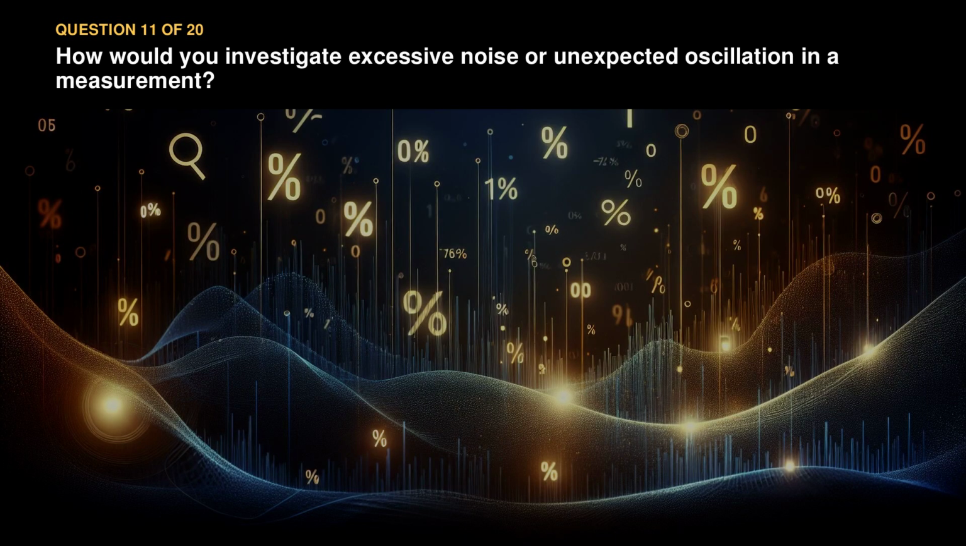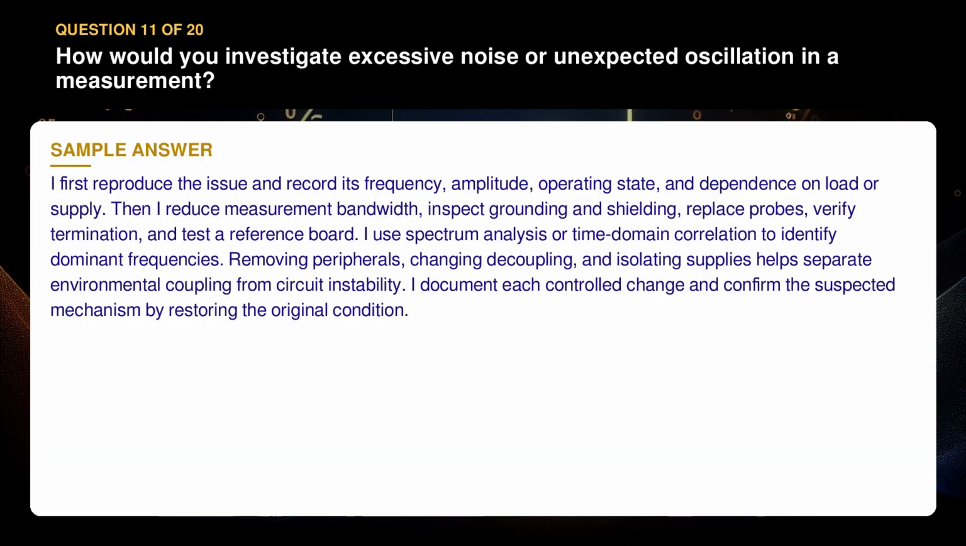Question 11. How would you investigate excessive noise or unexpected oscillation in a measurement? I first reproduce the issue and record its frequency, amplitude, operating state, and dependence on load or supply. Then I reduce measurement bandwidth, inspect grounding and shielding, replace probes, verify termination, and test a reference board. I use spectrum analysis or time domain correlation to identify dominant frequencies. Removing peripherals, changing decoupling, and isolating supplies helps separate environmental coupling from circuit instability. I document each controlled change and confirm the suspected mechanism by restoring the original condition.